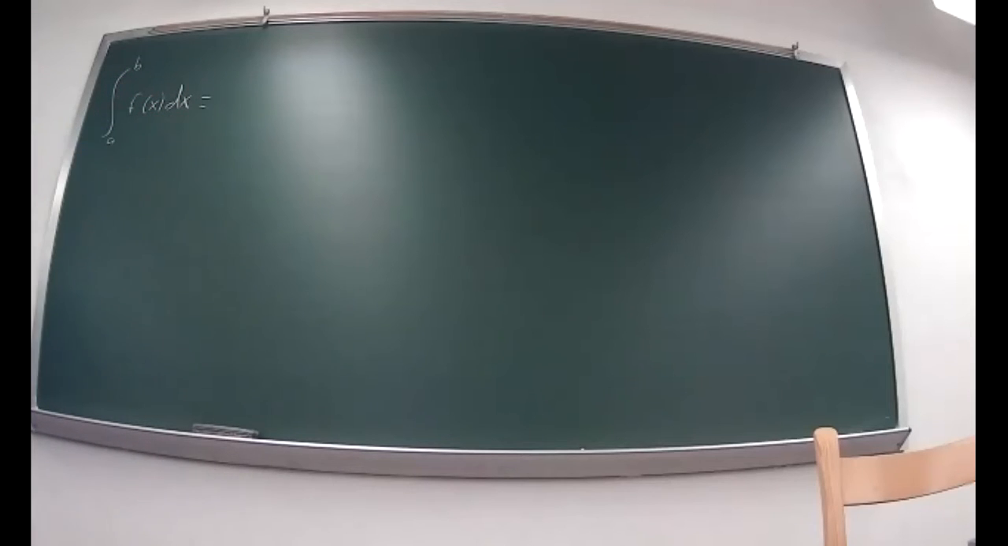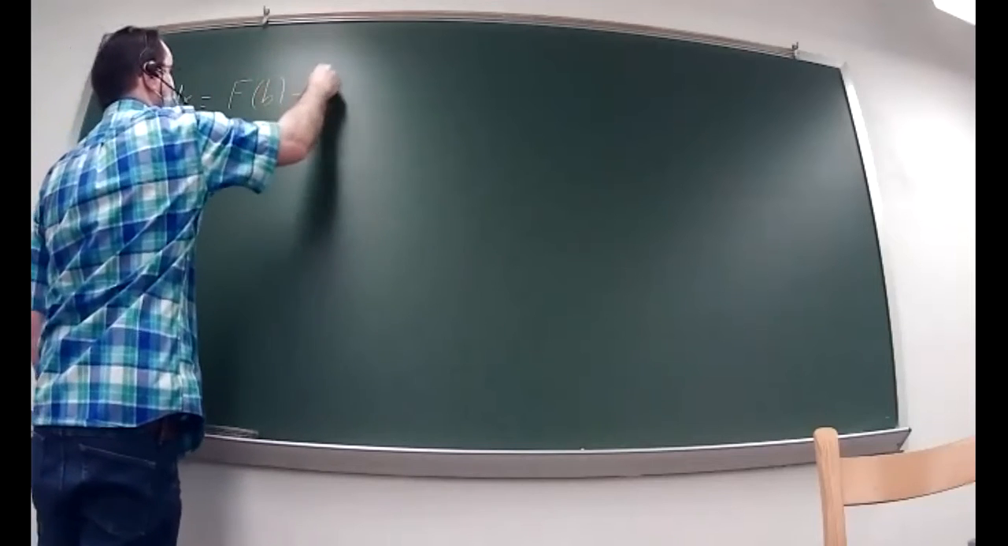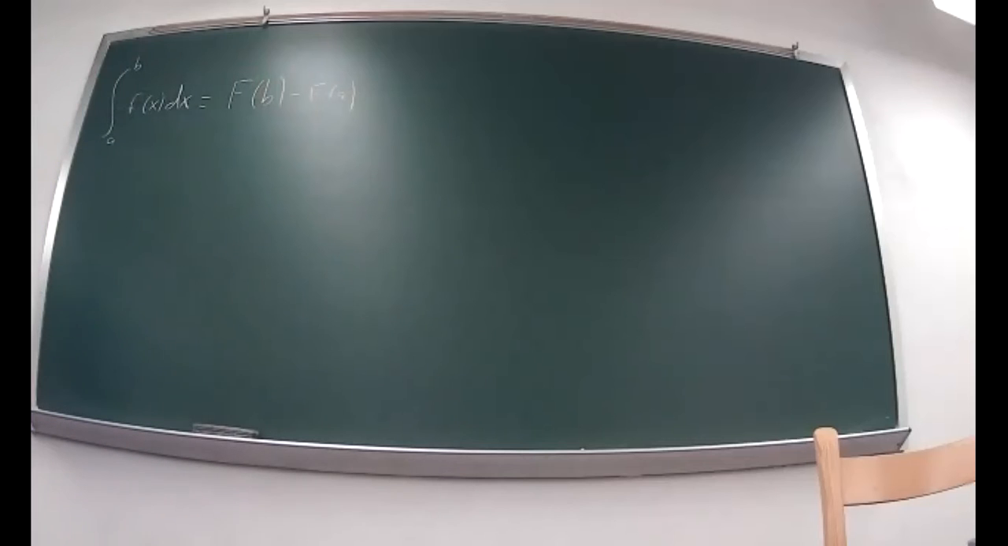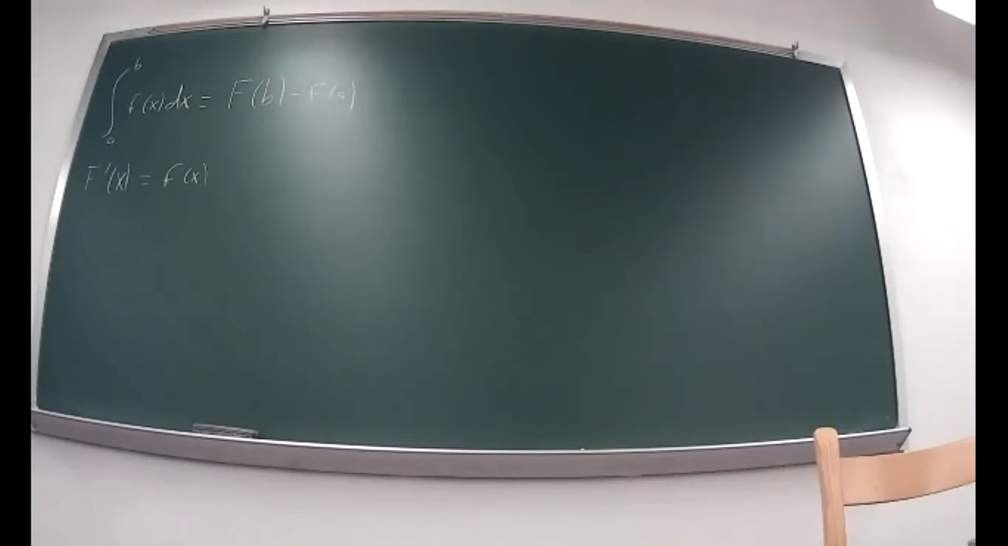The way people state it is you can compute an integral, signed area under the curve, by evaluating an antiderivative on the endpoints. So what is capital F of x? Its derivative has to be equal to little f of x, and little f of x should at least be piecewise continuous. You can even weaken that a little bit more, but that's not the point of this class.